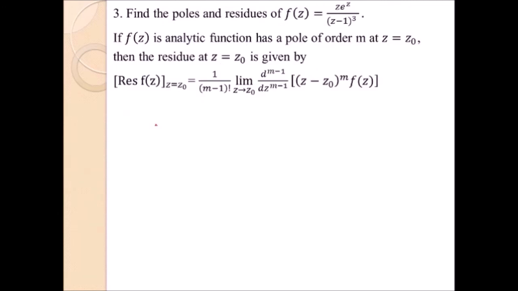Now problem number 3. To get the poles, equate the denominator to 0. So (z - 1)³ = 0. So z = 1 is the pole of order 3. Here m = 3. So we substitute in the formula and get the residue of f(z) at z = 1.